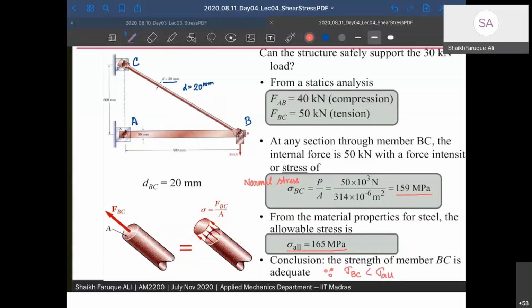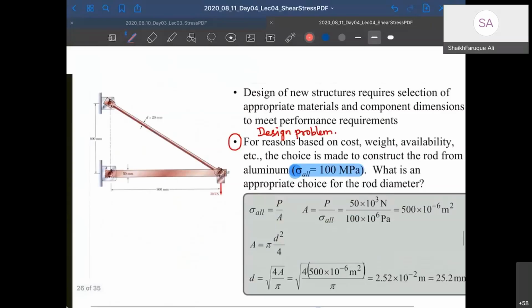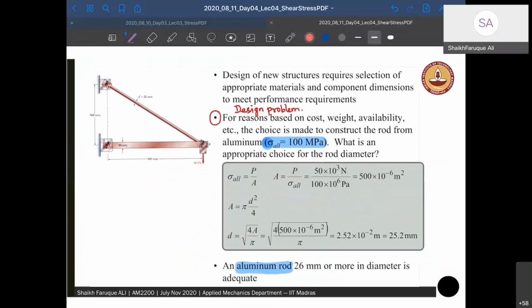All right. I hope that is understandable. Now let's look at the other part. This part of the problem says that design of the new structure requires selection of appropriate materials and component dimension. For the reason based on the cost, weight, and availability, choice is made to construct the rod from aluminum 100. Let's say that it is.